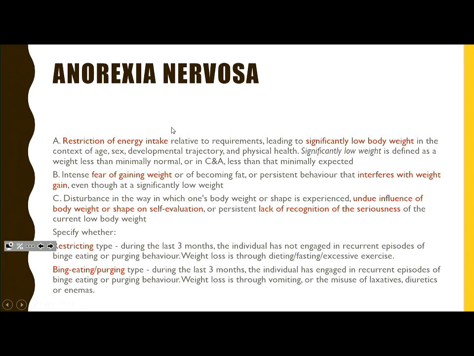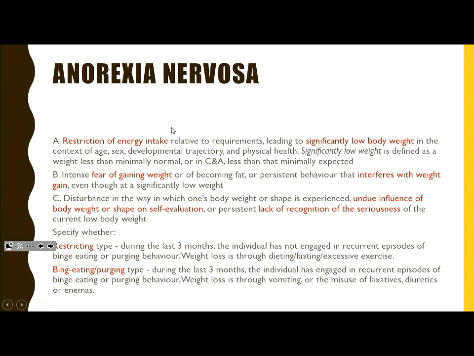But the other elements, so there's three elements. The other elements are fear of gaining weight, which they may tell you they're scared, or it might just be very clear from their behaviours that they're scared of gaining weight. And again, they have a really poor sense of self-esteem based on their weight. So they don't recognise that they're below weight. They say, no, I still look ugly, or they say my weight's not that low. They don't realise how low their weight is or the consequences of that, even if they're having symptoms.